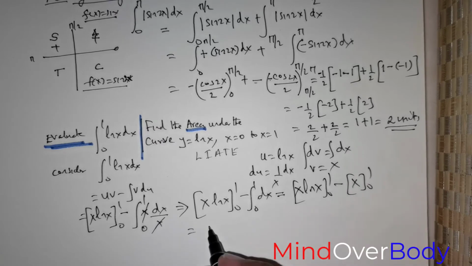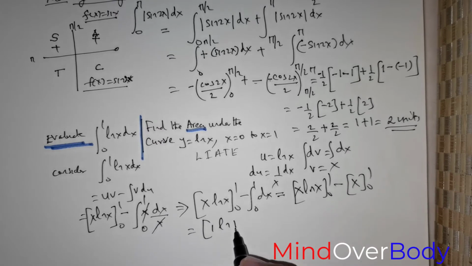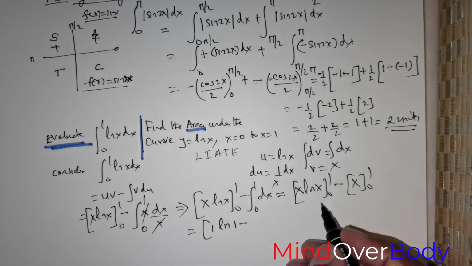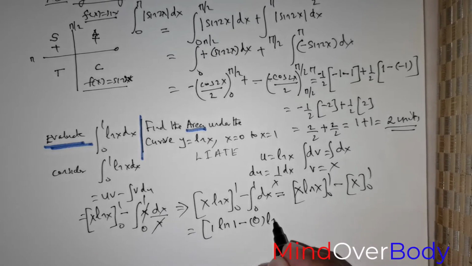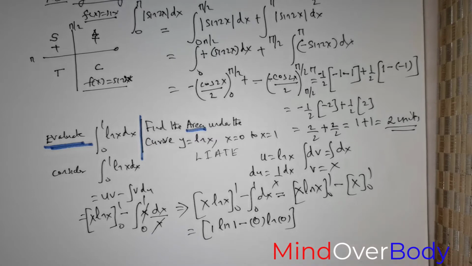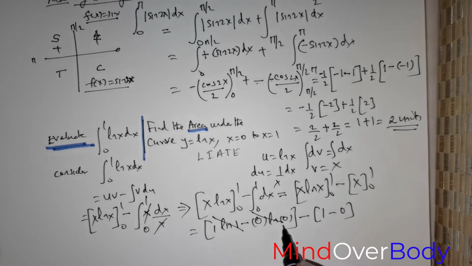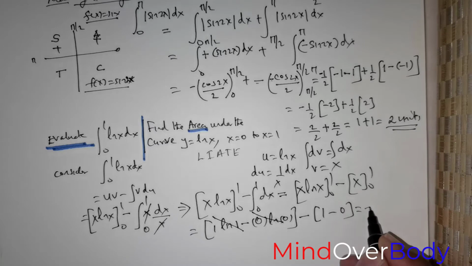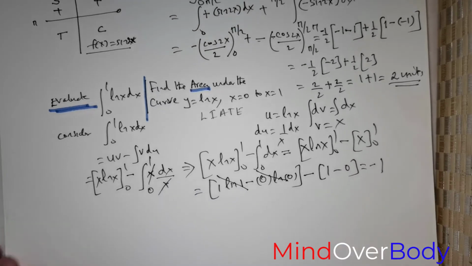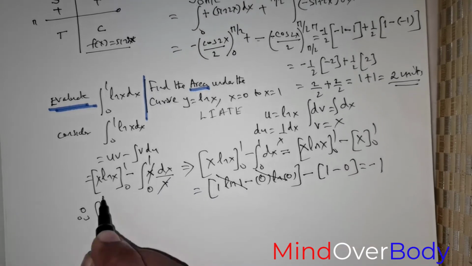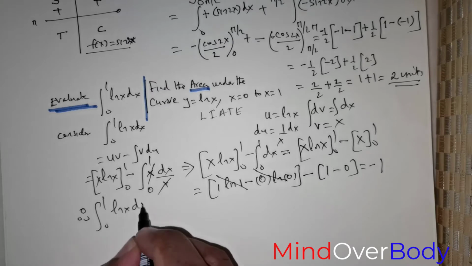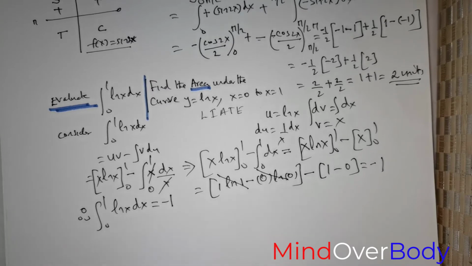Let me substitute the upper limit followed by the lower limit. In fact, we can do it like this for the first case, and this is going to be 1 negative of 0. Now ln 1 is 0, 0 times ln 0 is 0, and this is going to give us negative 1. So I can rewrite here, therefore the integral from 0 to 1 of ln x dx is equal to negative 1.